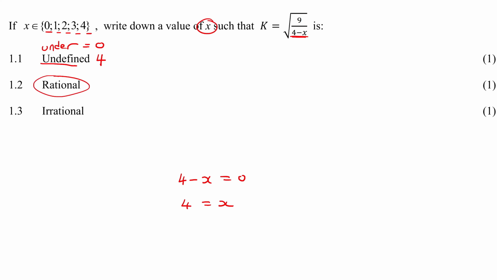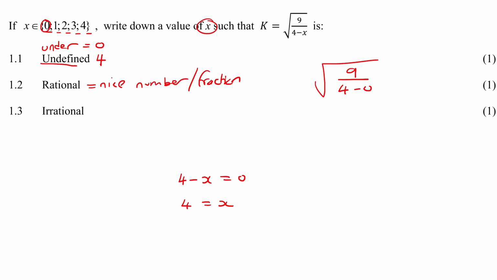Now, rational. For this to be rational, think of it as a nice number. You want to get something nice. So for example, any fraction is also a nice number. So for example, if we let x equal to 0, let's see what we get. 9 over 4 take away 0. If you type that on the calculator, it's going to give you 3 over 2. That is a nice number. That is a nice fraction. And so we can actually just choose 0.